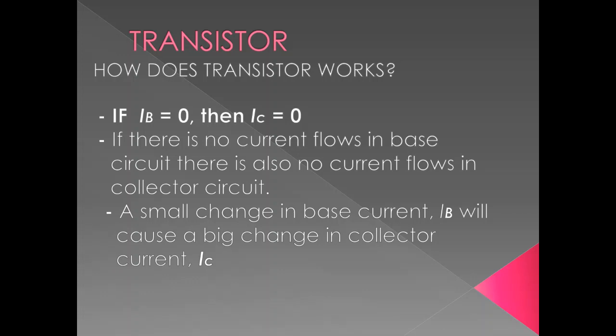The characteristic of this transistor, in such a way that a small change in base current IB will allow a bigger current in the collector circuit IC to flow, is very unique. Because of this, the transistor can be used as a current amplifier.